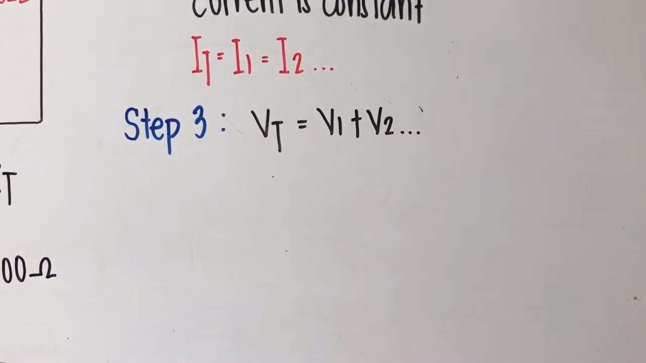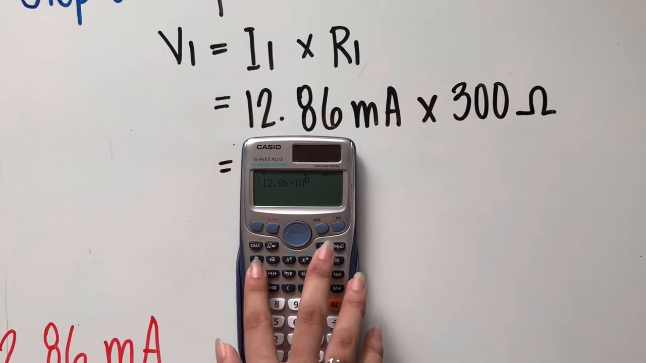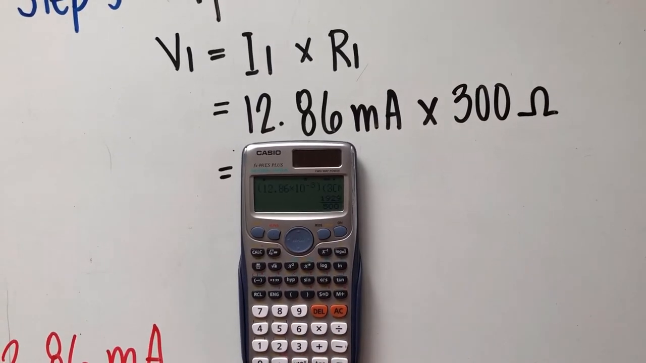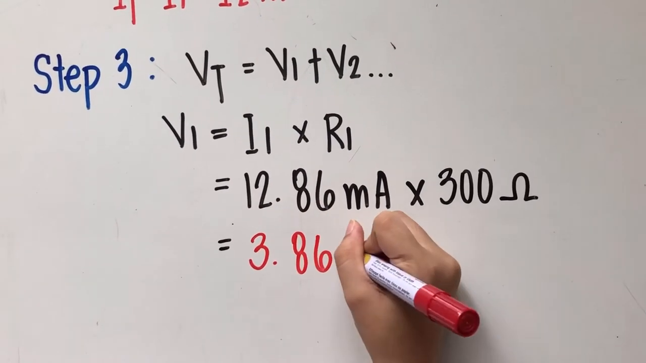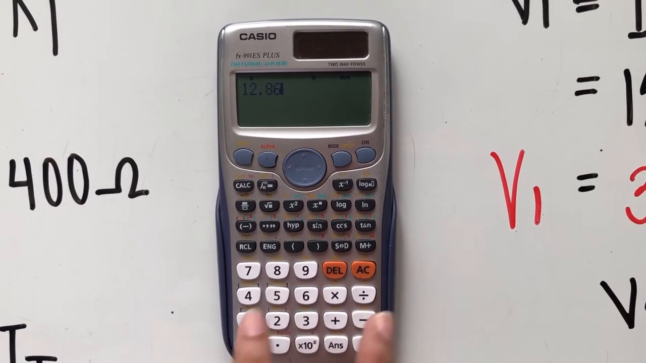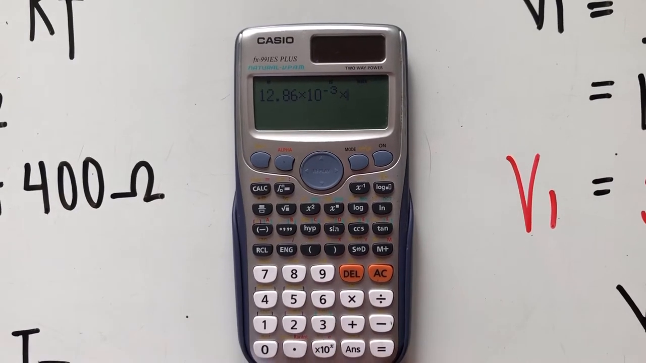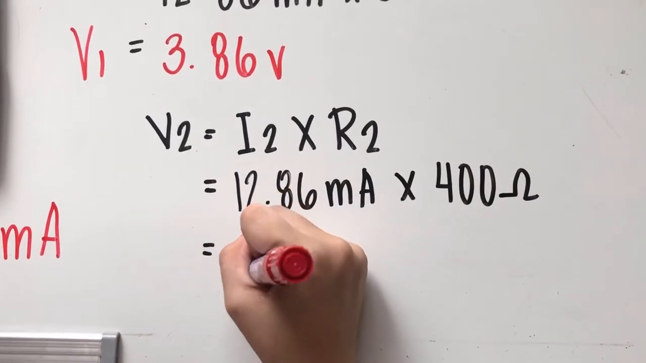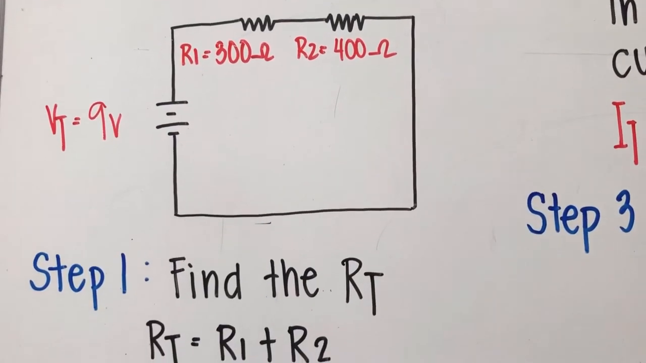Step 3. V1 is equal to I1 times R1. So it's 12.86 milliampere times 300 ohms. And use the calculator to get the answer. So the answer is 3.86 volts. That's the V1. And for the V2, I2 times R2. So it's 12.86 milliampere times 400 ohms. Use a calculator to get the answer. So the answer is 5.14 volts.